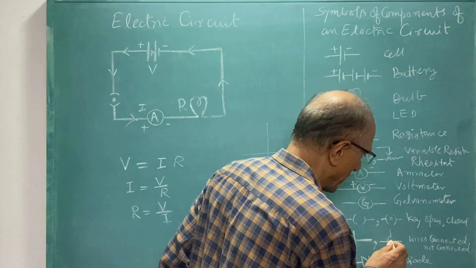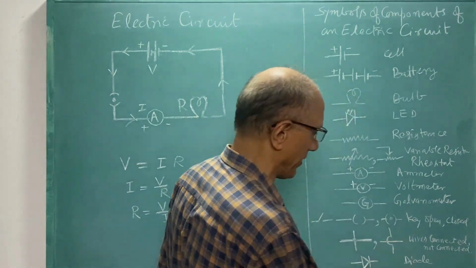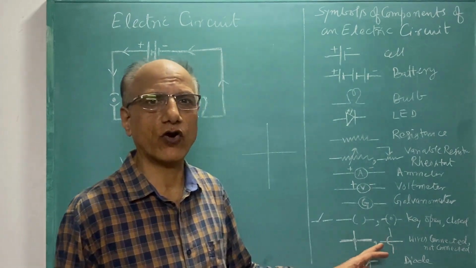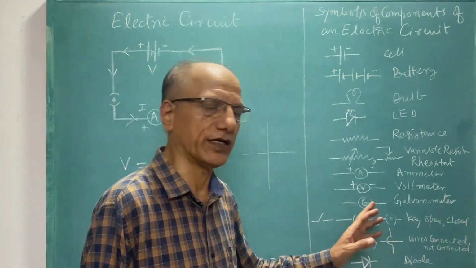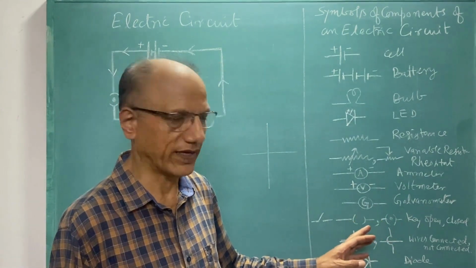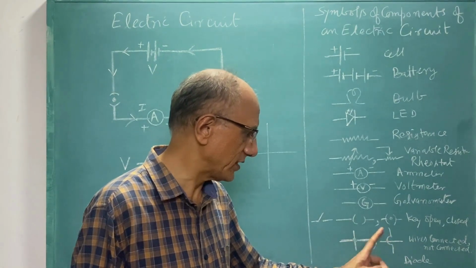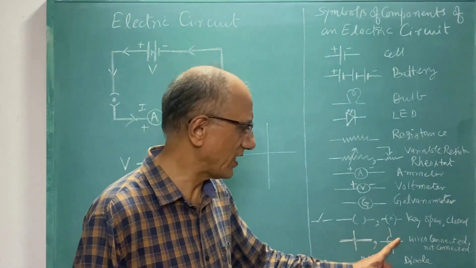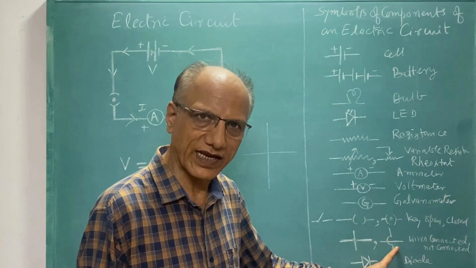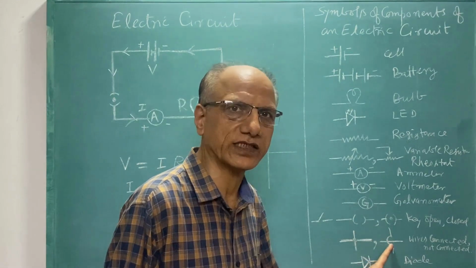Here one wire is going this way and the other wire is going over this wire. That means they are not electrically in contact or connected together. So they are not joined; here they are joined, connected electrically, and here they are not electrically connected.